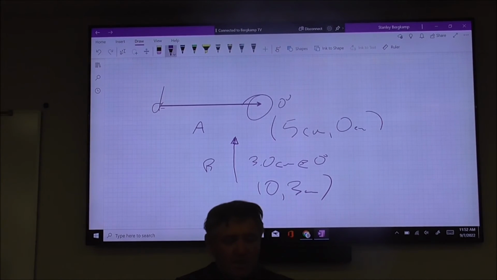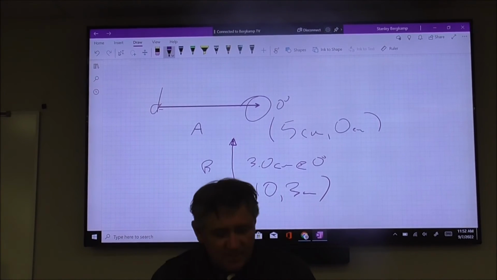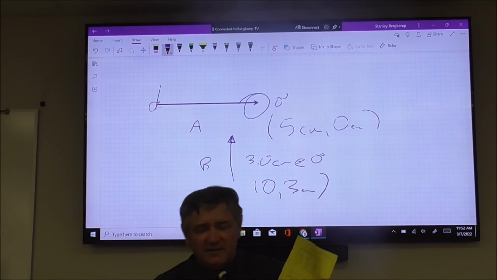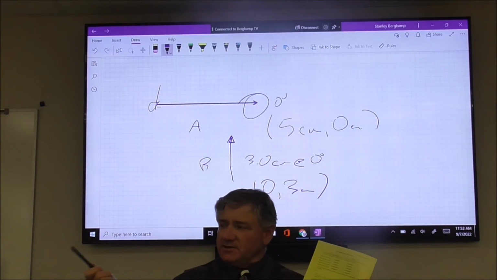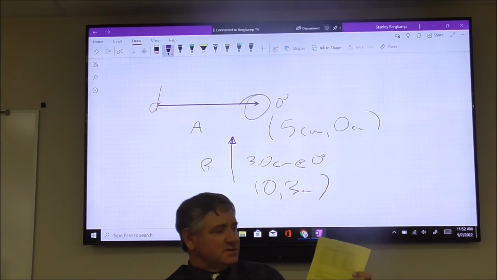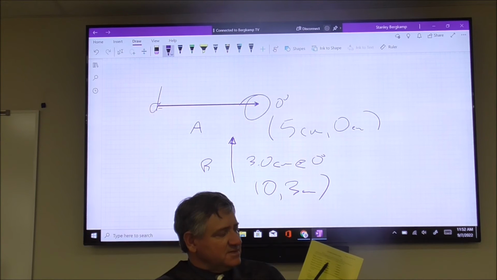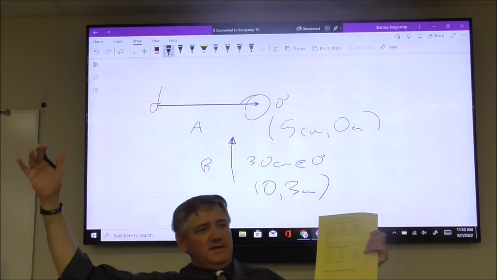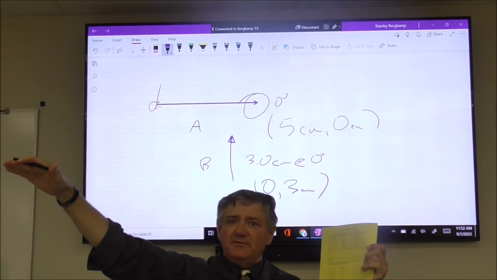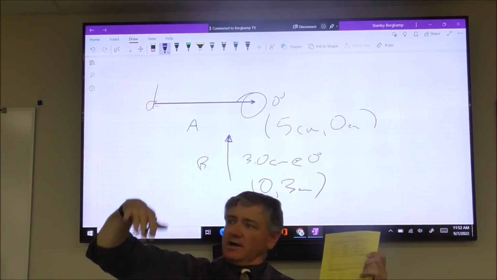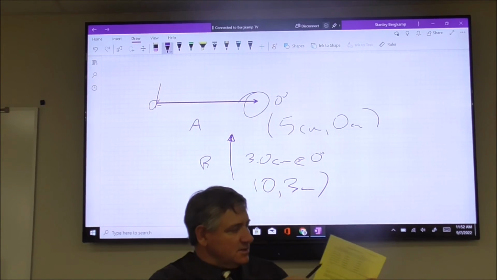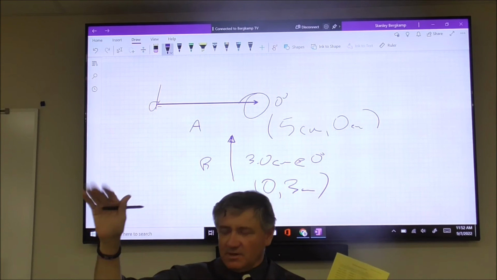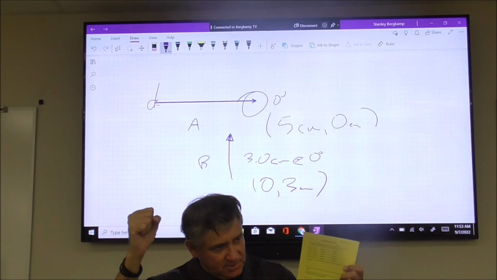Cool with this? So on your yellow sheet, where it has vector A, 5 centimeters at 0 degrees, all I want you to do is find your x and y components. On vector A, your x component is just 5. You're just going to go out 5, and then you're not going to go anywhere in the y direction. So your x component is 5 centimeters, and your y component is 0.